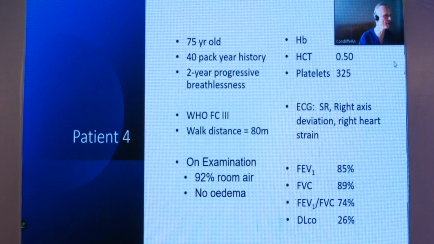So, a 75-year-old with a significant smoking history presented with a rapid 2-year history of progressive breathlessness. They're very limited in their exercise capacity. It's notable that they have pretty well preserved spirometry with very low gas transfer. If you remember, we talked about very low gas transfer suggesting something else is going on rather than standard pre-capillary pulmonary hypertension due to PAH.